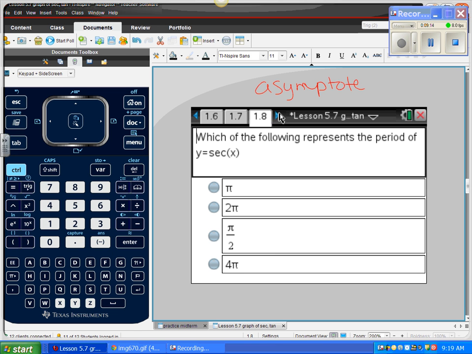Okay, so which of the following represents the period for y equals secant x? Now, all of the rules that applied for our basic trig functions, sine, cosine, and tangent, are going to apply for our reciprocal trig functions. Okay, so how do I find the period? Two pi over b. What's b represent?